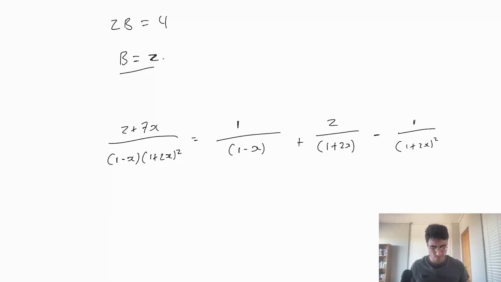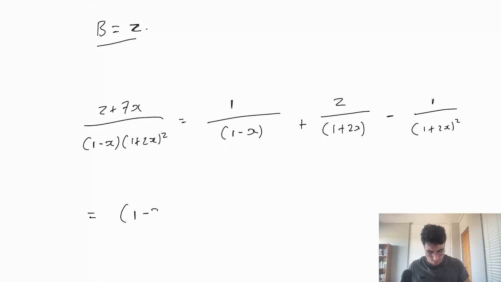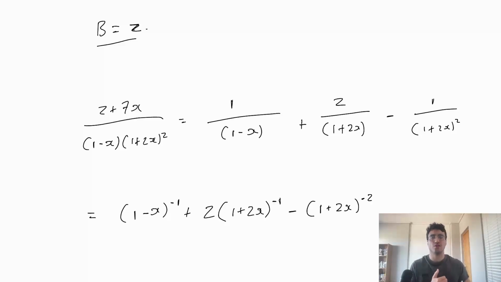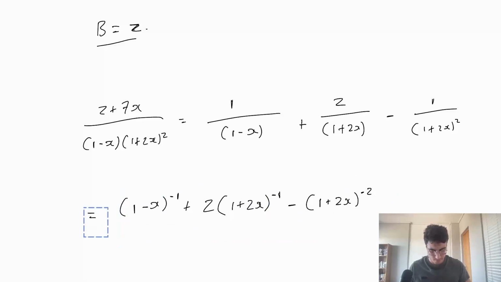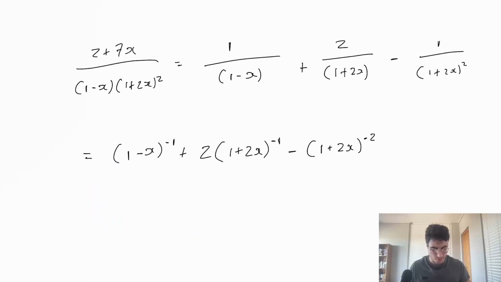Okay, so from here, guys, we're going to say that this is going to equal 1 minus x to the -1, plus 2 times 1 plus 2x to the -1, minus 1 plus 2x to the power of -2. And now it's a case of simply saying, well, look, we've got our binomial expansions. We're just going to expand them out. So when we do that, I'm going to skip past this because it's quite boring, but applying the formula, we get the following.